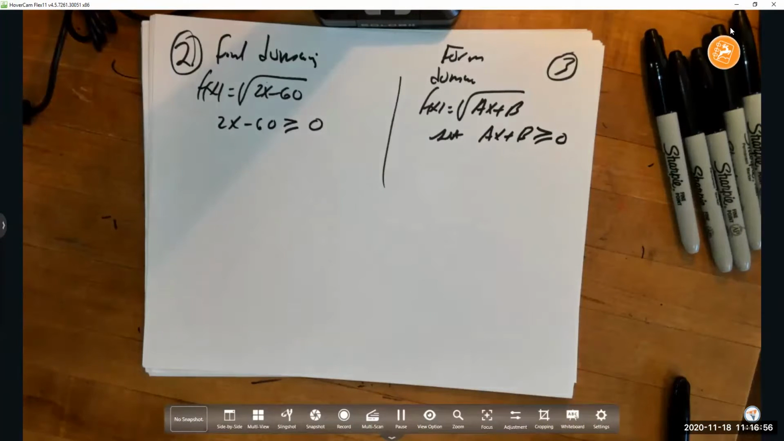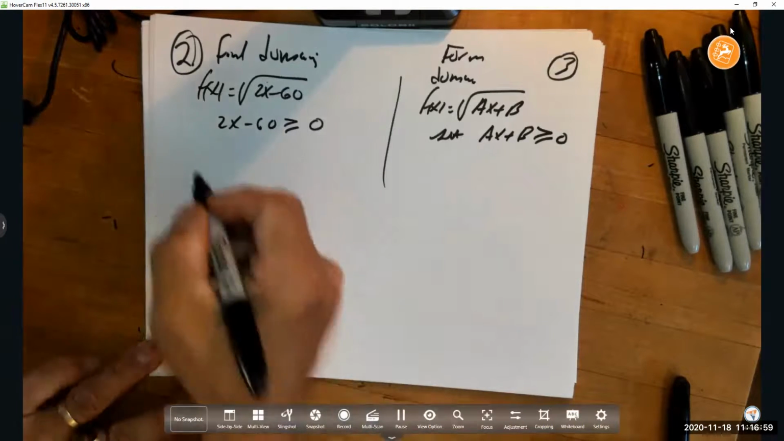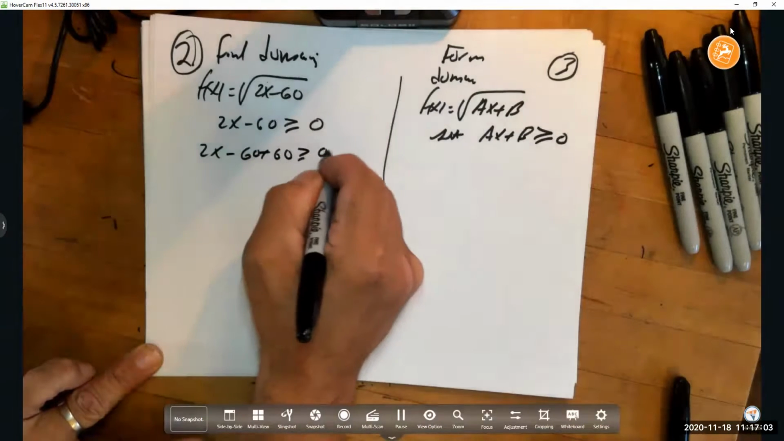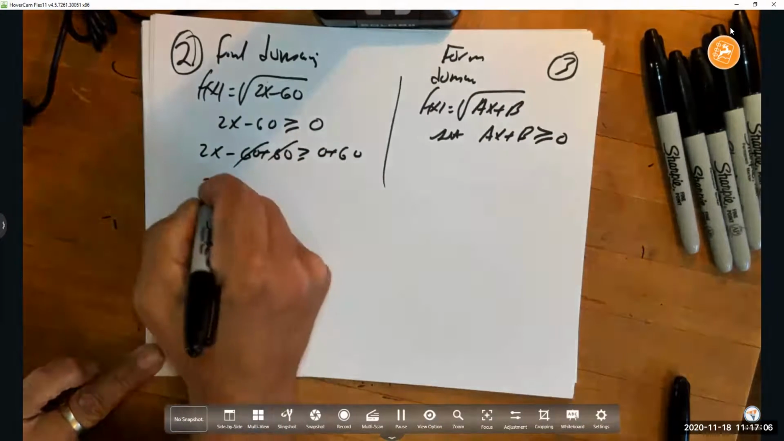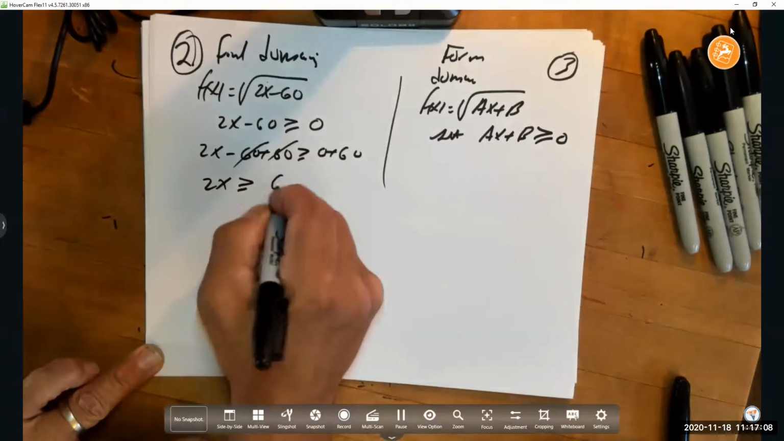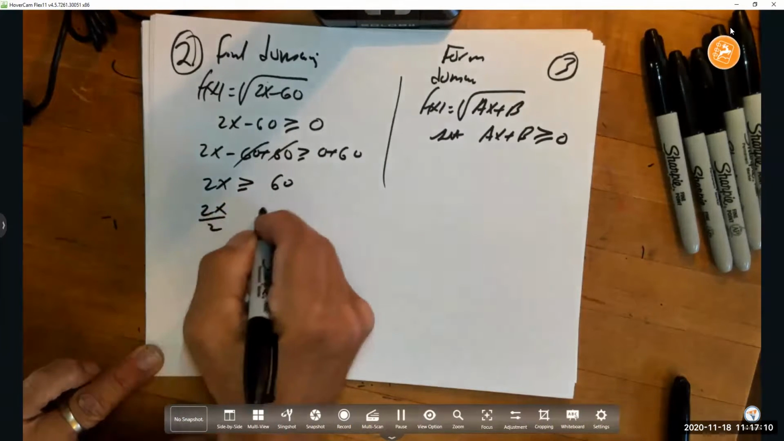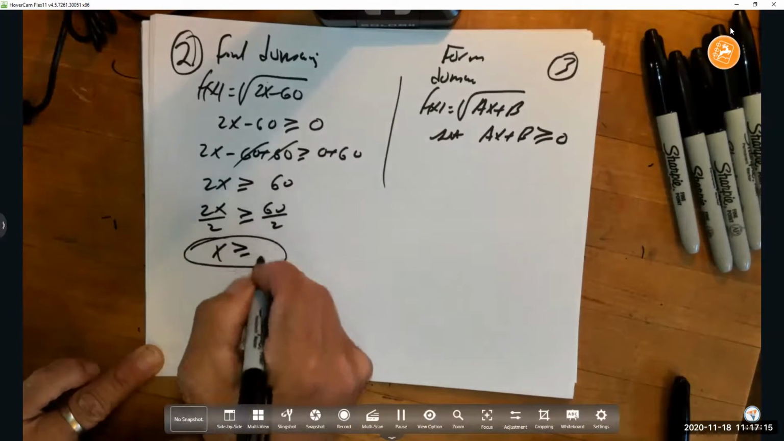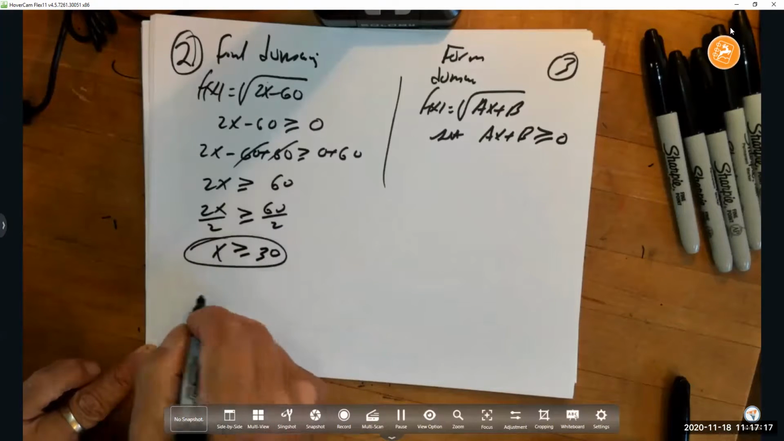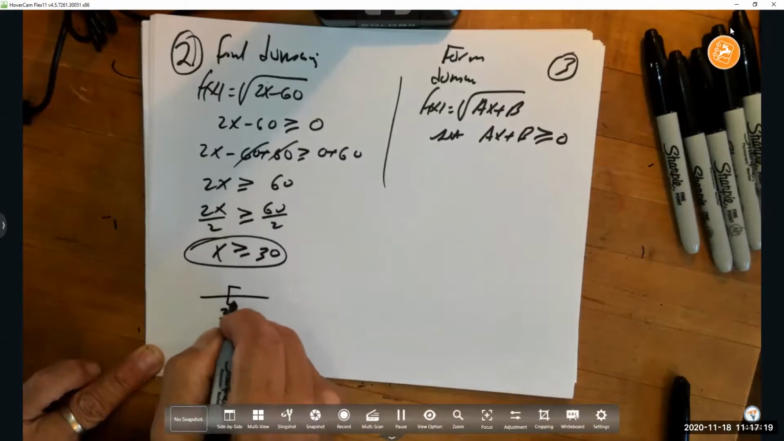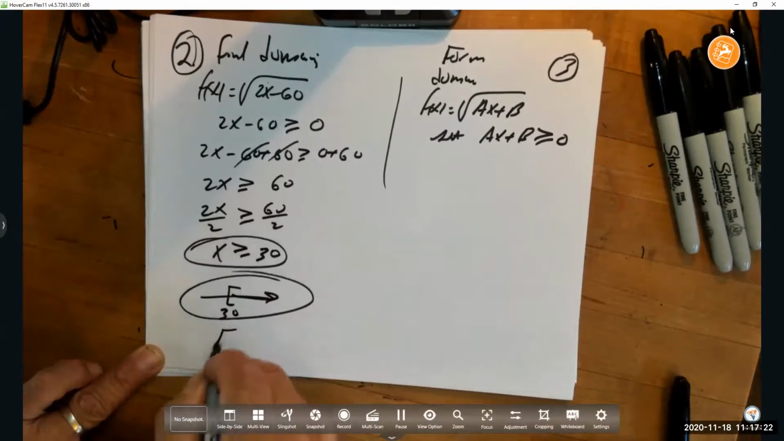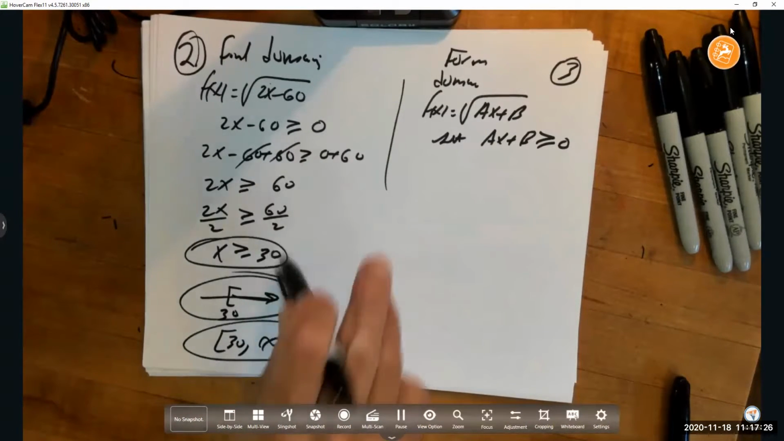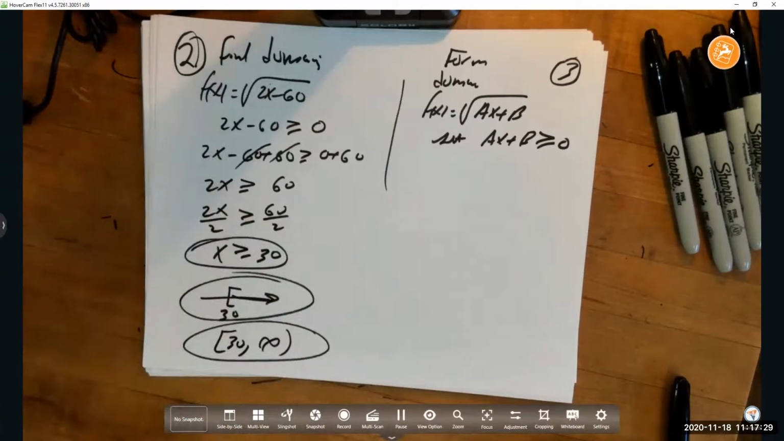So now to solve it, let's see, add 60, that sounds good. Add 60 right there, these are gone. And it's going to be 60. Then divide by 2, divide by 2, so x is bigger than or equal to 30. Or here's 30, box it in that way. Or here's 30 and goes like this. So that's the answer for the domain of that.